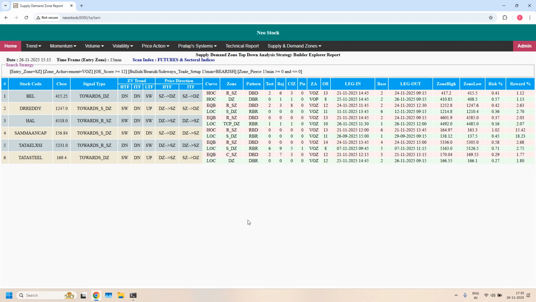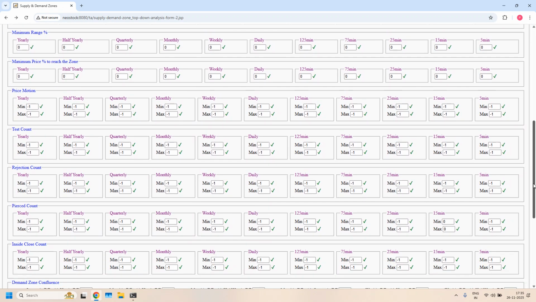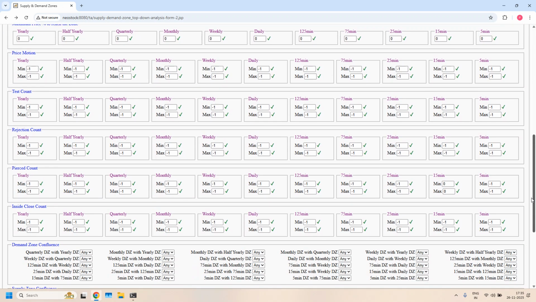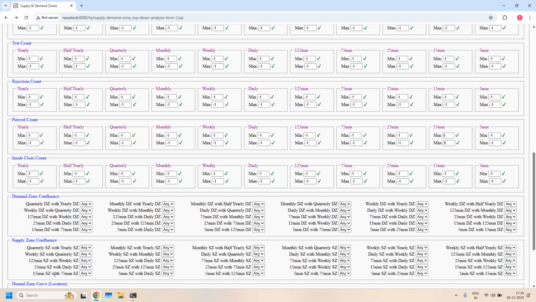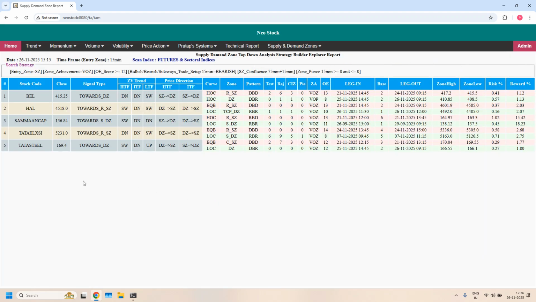15 minutes demand zones might be available. Did I generate demand zones? Yeah. This is 15 minutes supply zone, high probability based on the first strategy. That is LTF and ITF supply zone confluence. That is 15 minutes and 75 minutes supply zone confluence. By enabling the filter, we got 5 stocks. I think a bullish trade setup I did not generate. Next I will generate bullish trade setup.